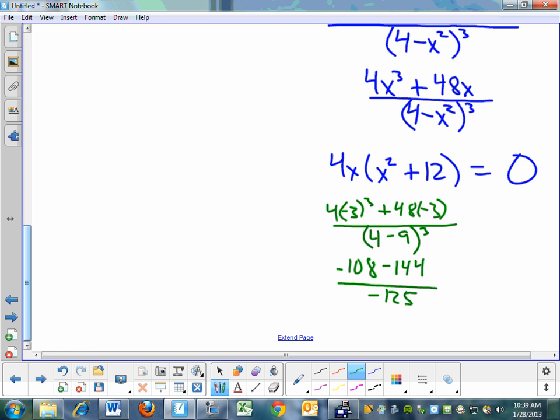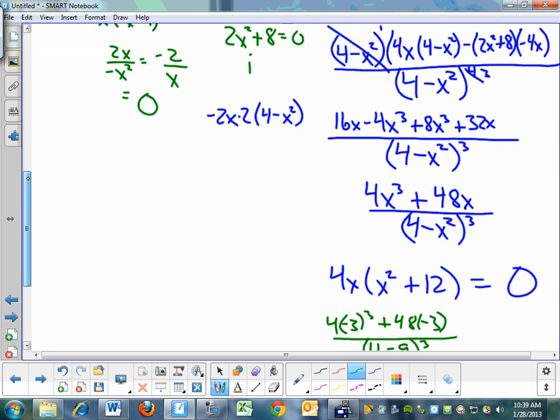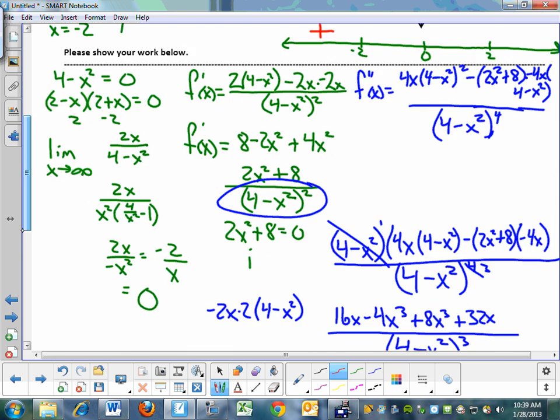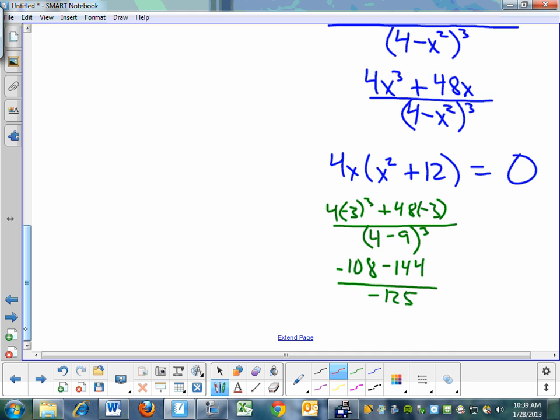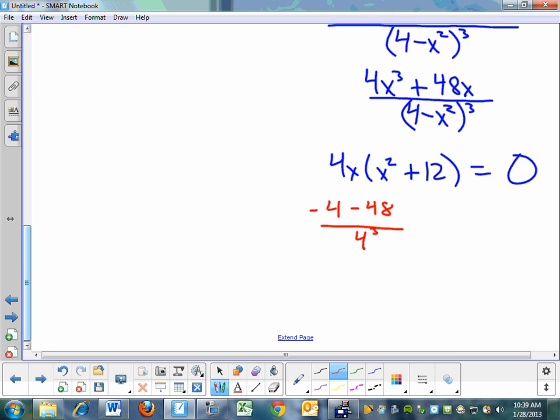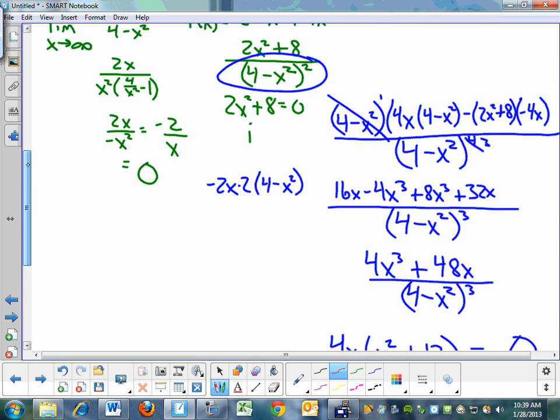Are you going to come out with a positive or a negative? You will come out with a positive. A negative over a negative is a positive. So your second derivative right here is positive. What number would you like to check between negative 2 and 0? Negative 1. If we check negative 1, we have negative 4 minus 48 over 4 to the third. Do you get a positive or negative result? Negative.